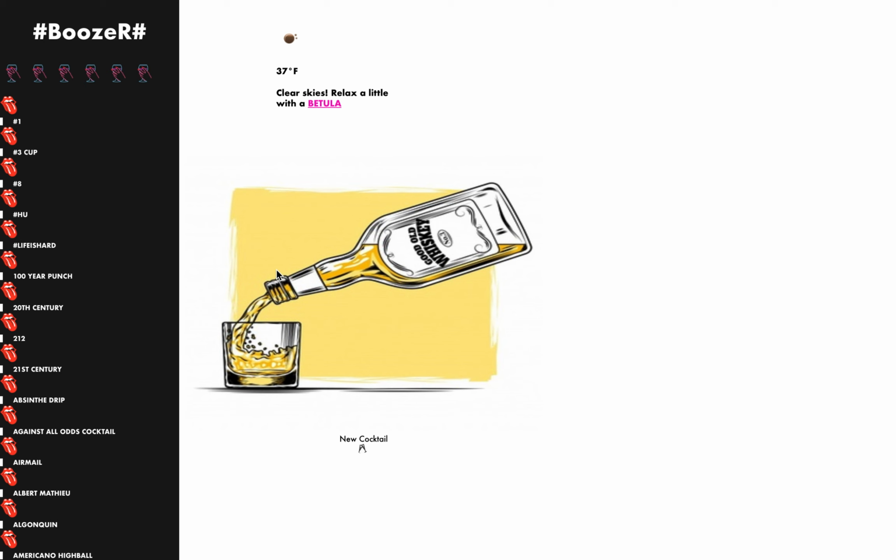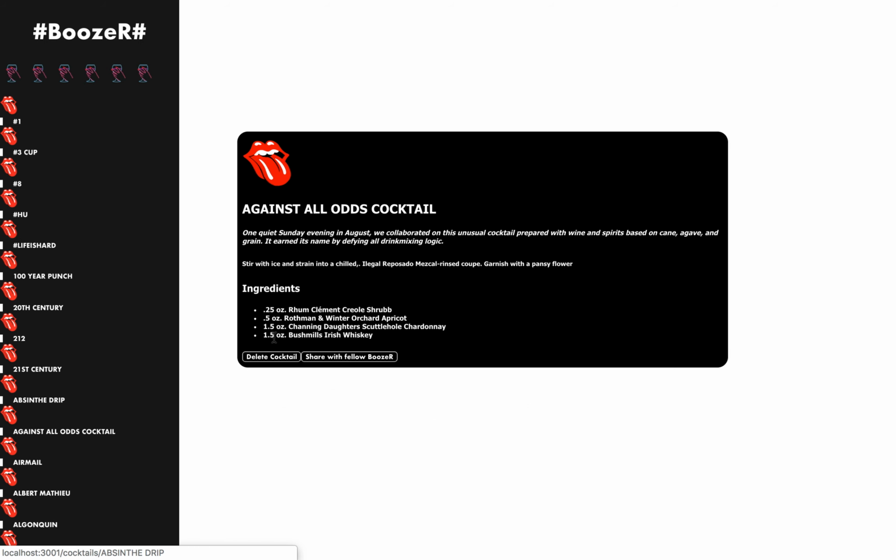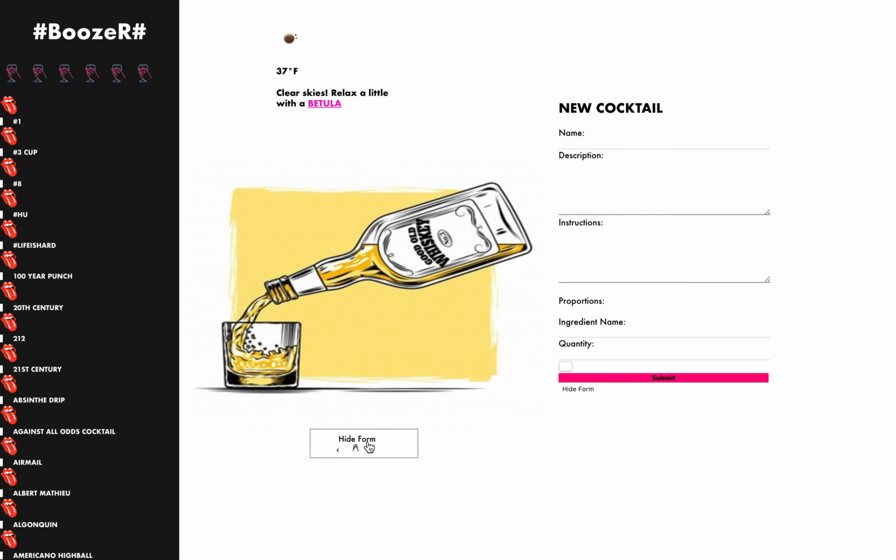This is a web app that was created using a Rails backend, which was already provided, and a React front end. This is an app in which users can look through cocktail recipes, they can delete cocktails and share with their friends. If we go back to the home page, we can also add our own cocktails.